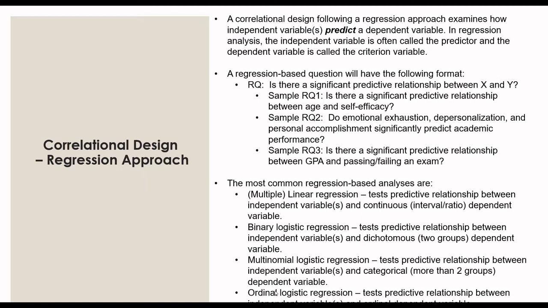And finally, we have an ordinal logistic regression. So an ordinal logistic regression is used when you have an ordinal dependent variable. So a few slides ago, I gave an example of education being an ordinal variable. So if you were trying to say, does a predictive relationship exist between GPA and education level, then you would use an ordinal logistic regression because education has a hierarchy to it. It increases as you have more experience, so it is ordinal.